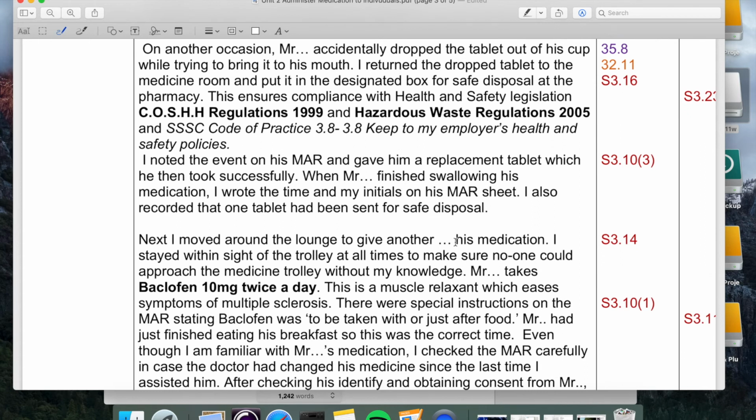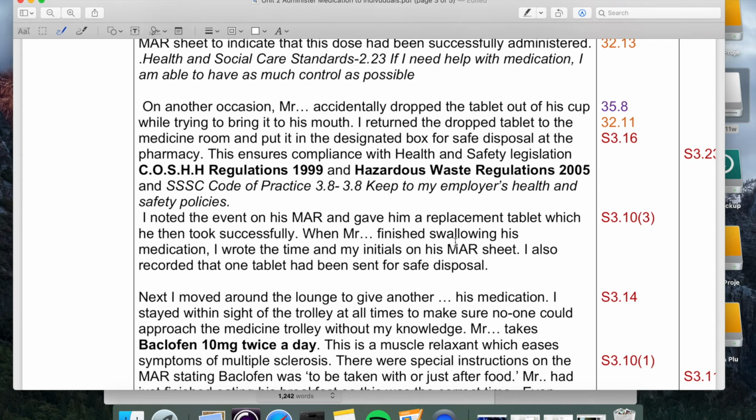On another occasion, Mr. So-and-so accidentally dropped the tablet out of his cup while trying to bring it to his mouth. I returned the dropped tablet to the medicine room and put it in a designated box for safe disposal at the pharmacy. This ensures compliance with the health and safety legislation, COSHH Regulations 1999 and Hazardous Waste Regulations 2005, and SVQ Code of Practice Section 3.8. Keep to my employer's health and safety policies.